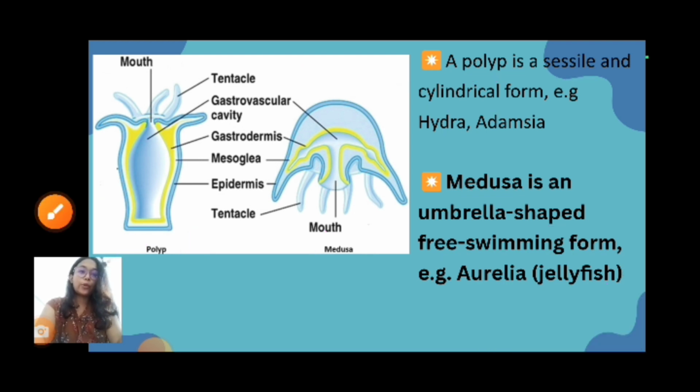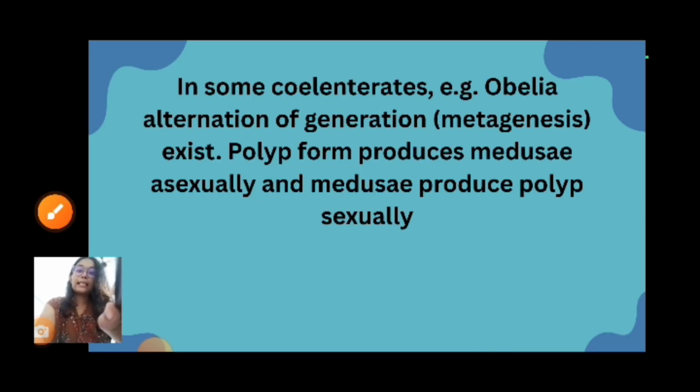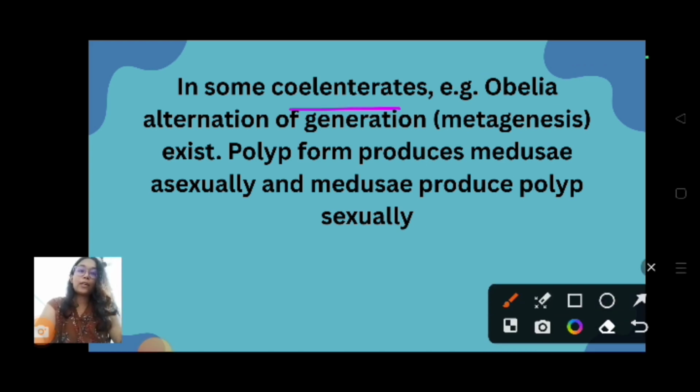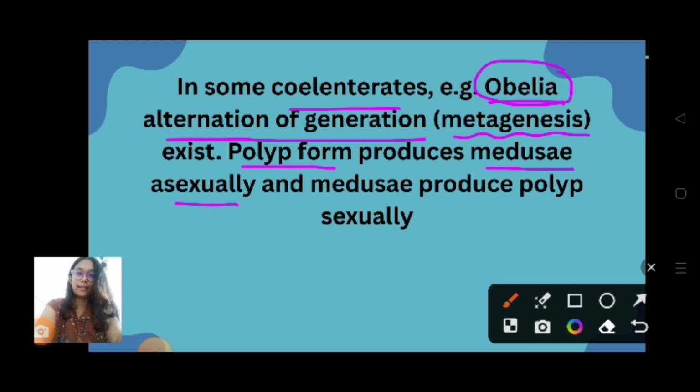Okay, then moving on to the next slide. It is saying that in some coelenterates, like Obelia, which is one example of Coelenterata, you can see alternation of generation. Alternation of generation is also called metagenesis. It means both forms can be seen in this particular organism, Obelia, both polyps and medusa. But how? The polyp form undergoes asexual reproduction to form the medusa stage, and this medusa produces polyps sexually. Is it clear?